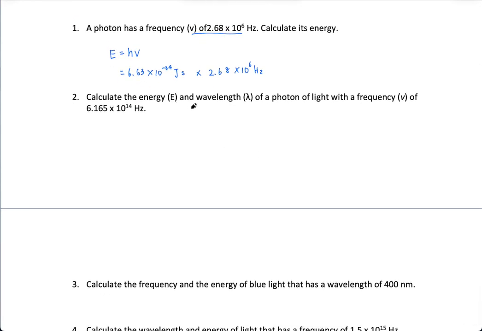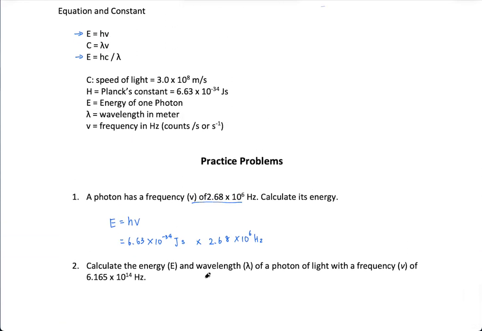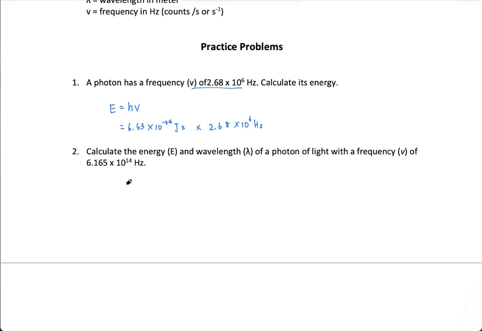Calculate the energy and the wavelength of a photon of light with the frequency ν of 6.165 times 10 to the 14th power hertz. To calculate energy, the first equation needs a frequency, and here they give you the frequency. So we continue using the same equation. Our h is 6.63 times 10 to the negative 34th power joule-seconds, times the frequency 6.165 times 10 to the 14th power hertz. That's the energy.